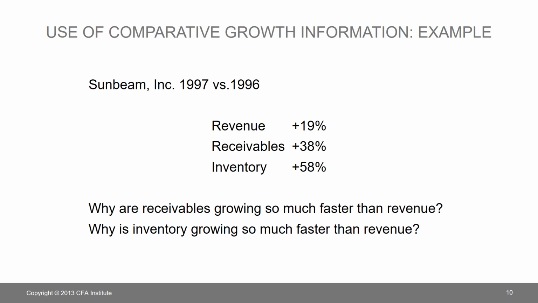Similarly, inventory growing faster than revenue can indicate an operational problem with obsolescence or aggressive accounting policies such as an improper overstatement of inventory to increase profits. An alternative innocent explanation could have been that the company was building inventory in anticipation of demand. In the case of Sunbeam, the explanation lay in aggressive accounting policies.